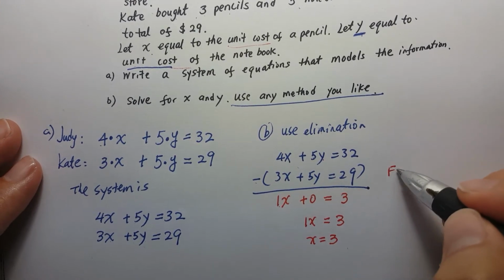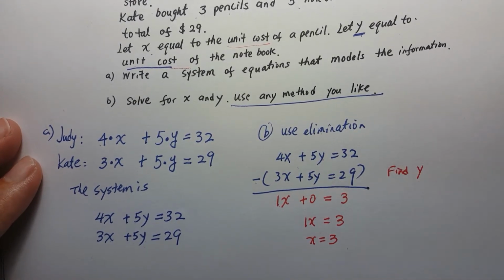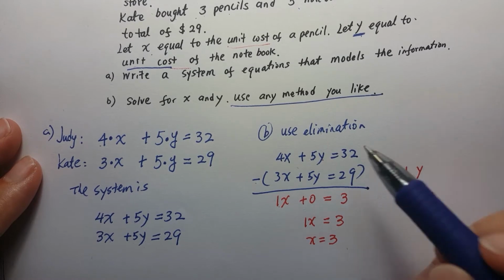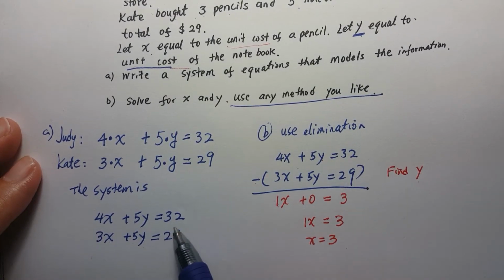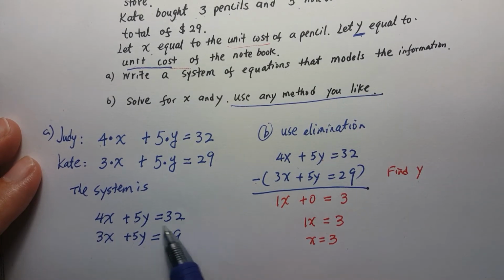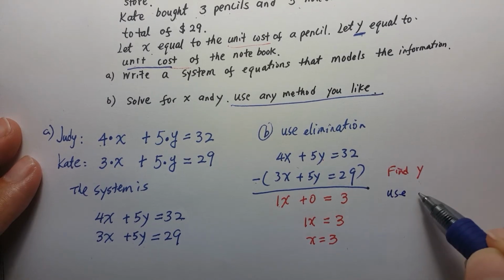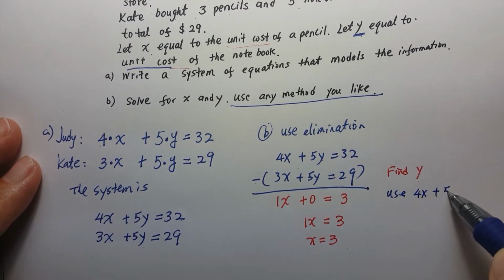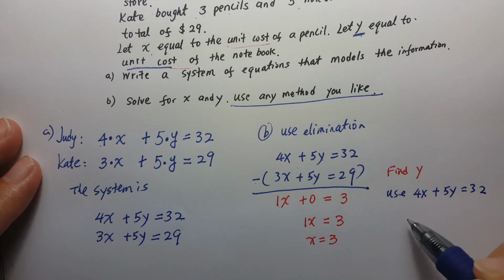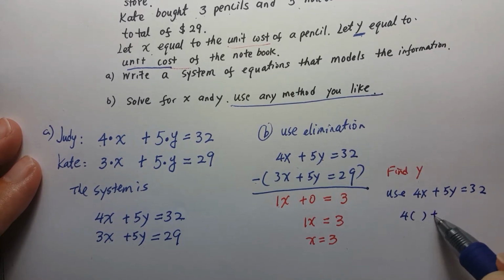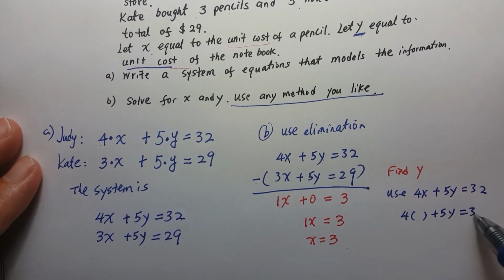Now next I have to find y. To find y, you can use any of the equations. So you can pick the top one or the bottom one. I'm going to choose the top one. So I'm going to use 4x plus 5y equal 32. 4 times (3) plus 5y equal 32. So now I have x equal 3.